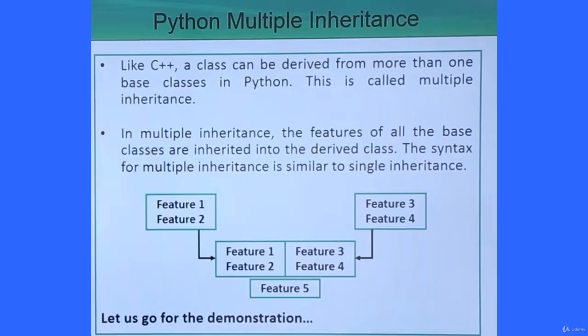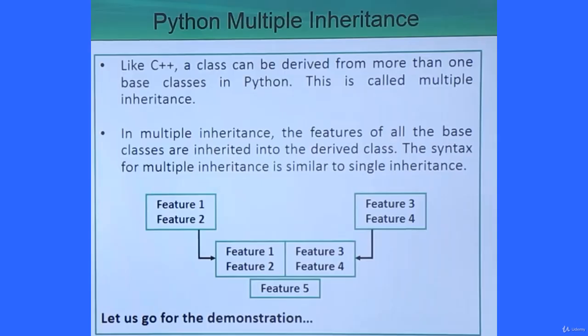So let us suppose this is our base class number 1 having feature 1 and feature 2. This is our base class number 2 having feature 3 and feature 4. After getting inherited, feature 1, feature 2, feature 3, feature 4 are available in the derived class. Let us suppose another extra feature we have added to the derived class, that is feature 5, and in this way multiple inheritance can be implemented in our Python coding.